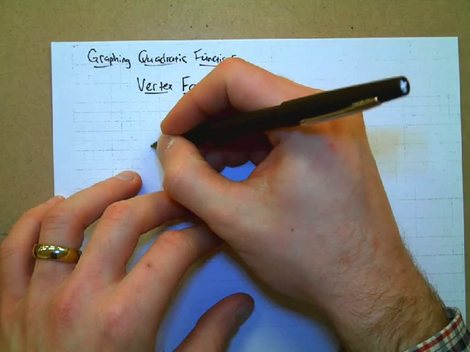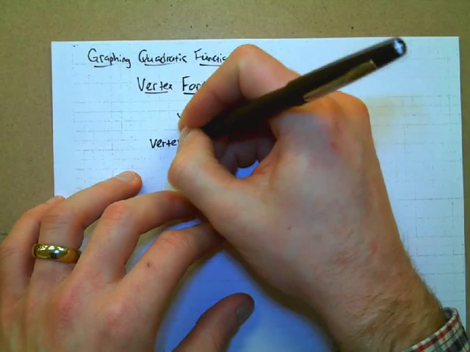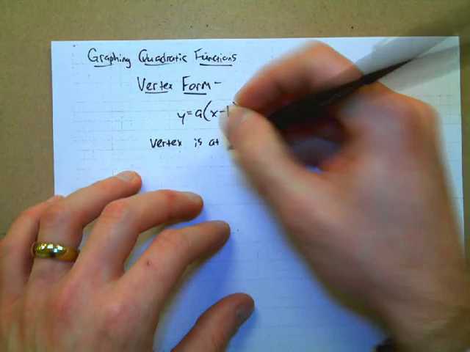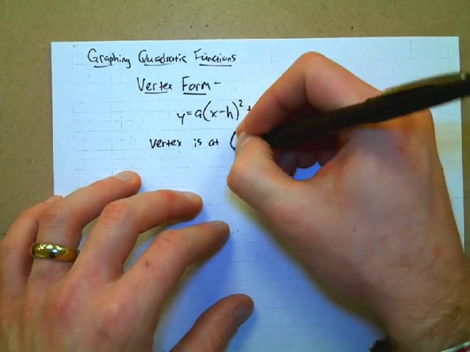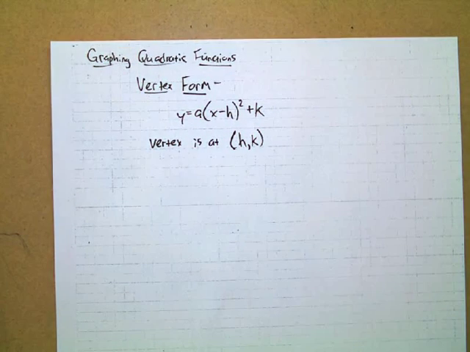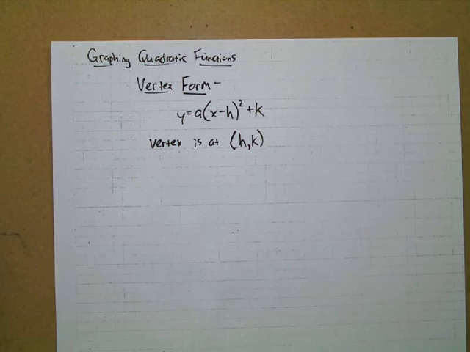Now, standard form and vertex form are different forms, but they both are talking about the same kind of thing. They're both talking about parabolas or quadratic equations or functions, whatever you want to say. And we can actually convert between vertex form and standard form. We're not going to worry about that right now. We're just focused on graphing today.